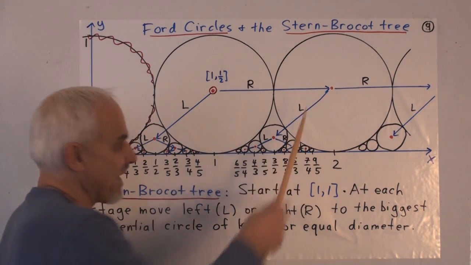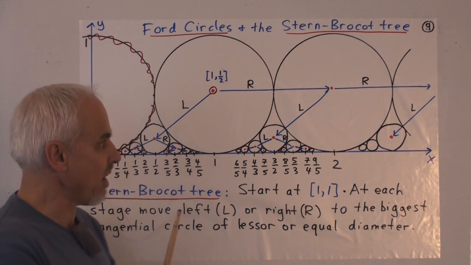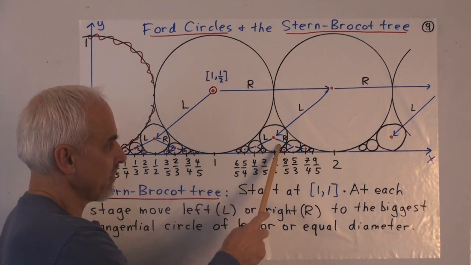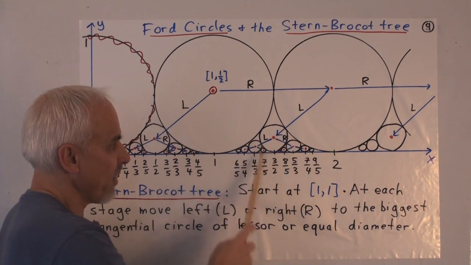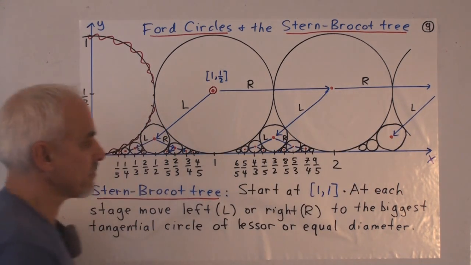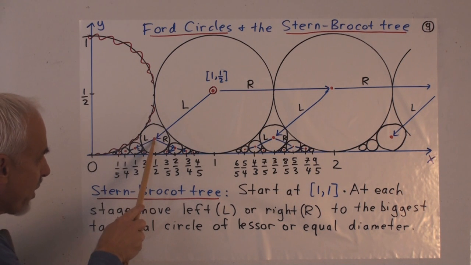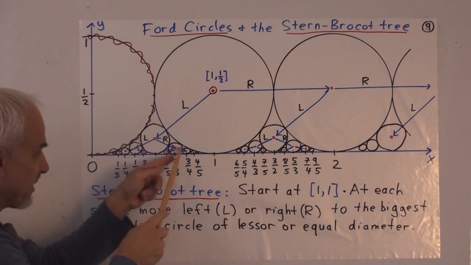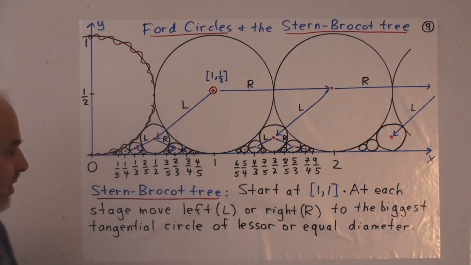So we're going to go down to the next biggest circle that we haven't gone to, which is touching this one, which is to the left, which is this one here. So left would go there. From here, left would go there. And then from this point, left would take us to this circle here, which is touching to the left and the next biggest one. Right would take us down here to the next biggest one.